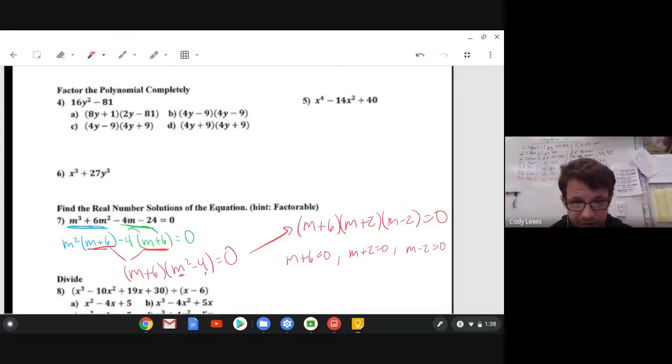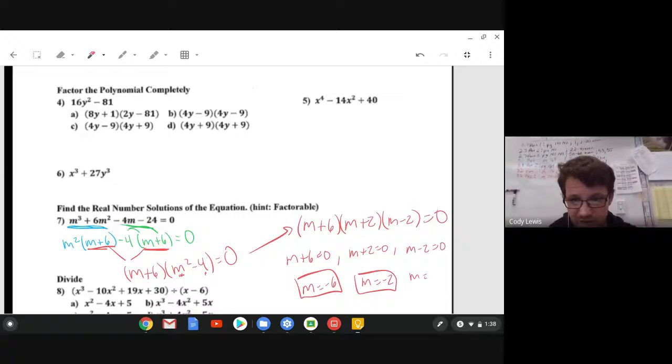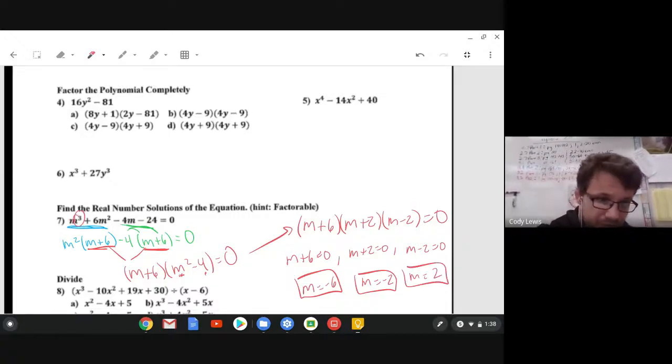I subtract 6 from both sides, so m equals negative 6. That's my first answer. I subtract 2 from both sides, so m equals negative 2. That's my second answer. And then I add 2 to both sides. I get m equals 2. That's my third answer. And we knew there was going to be at most 3 answers because the degree in the beginning is 3.